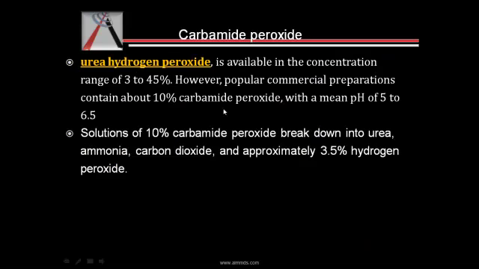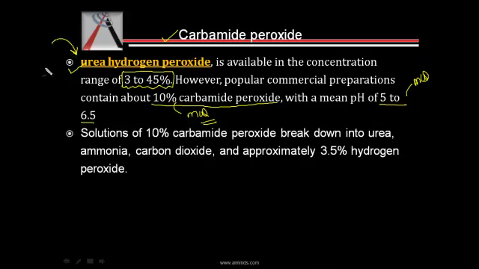A third agent is carbamide peroxide, and it is also called as urea hydrogen peroxide. It is available in the concentration range of 3 to 45%. Now, most of the commercial preparation of carbamide peroxide, that is the urea hydrogen peroxide, contains approximately 10% of carbamide peroxide with a mean pH of 5 to 6.5. Now we can have MCQ here, we can have MCQ on the common percentage of carbamide peroxide, and we do have MCQ on its name.